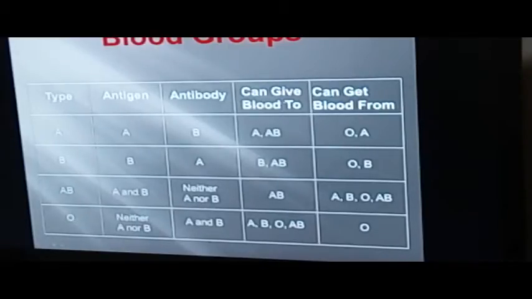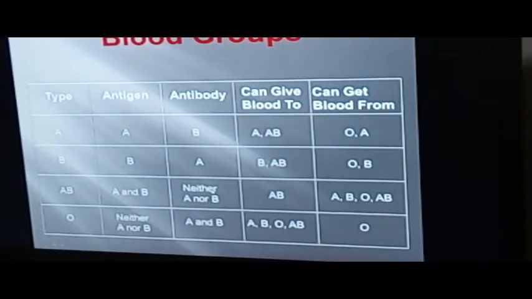So this will determine who you can give blood to. O can give blood to everyone. Universal donor. AB can get blood from everybody because they have no antibodies. Right?